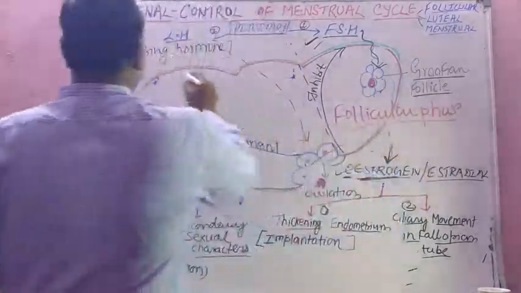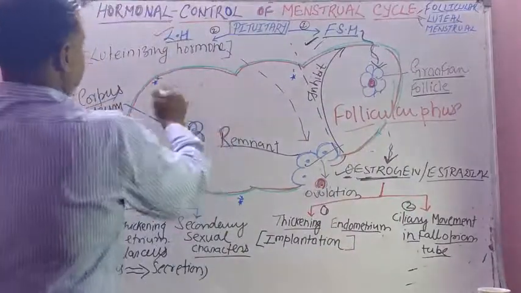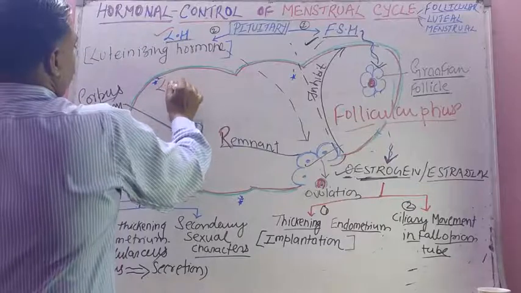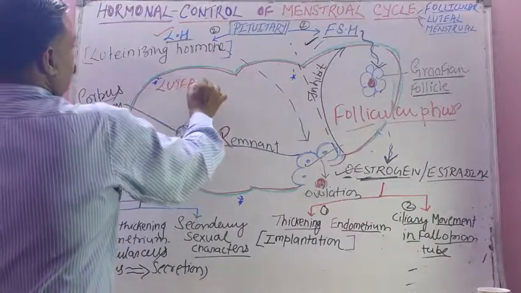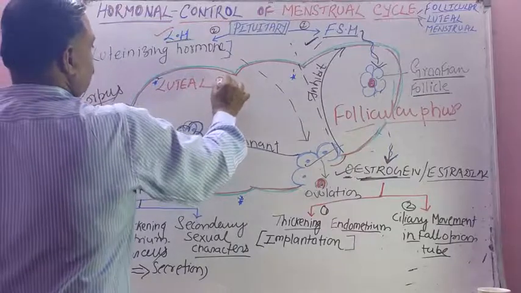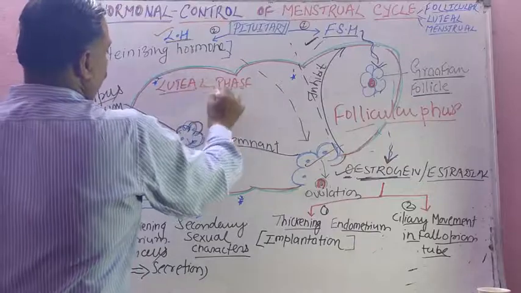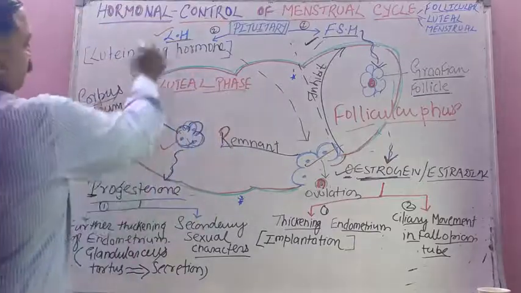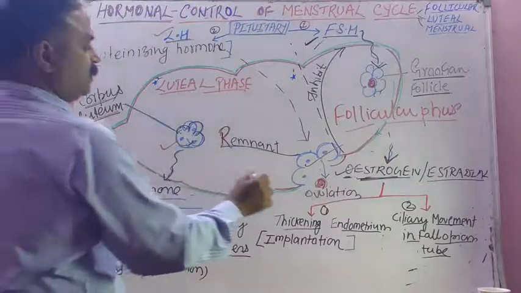And when luteinizing hormone starts acting, this phase is called where the corpus luteum develops. This is called luteal phase. Student, something is common in the spelling of luteinizing hormone and corpus luteum. So that is luteal phase, second phase of menstrual cycle, and third one is here.